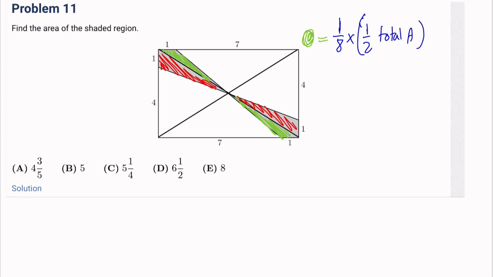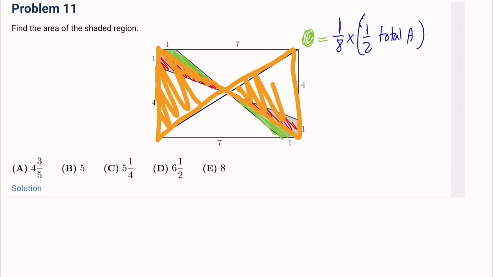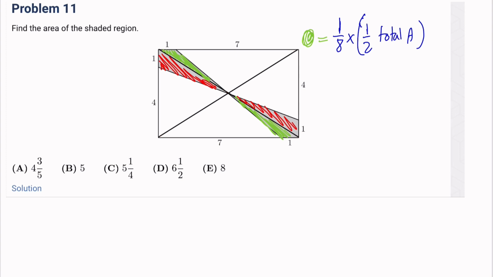And similar thing for the red. If there was something like this, right? So these two triangles would also be 1/2 of the total area, and this would be 1/5 of it. So the red part equals 1/5 times half of the total area.